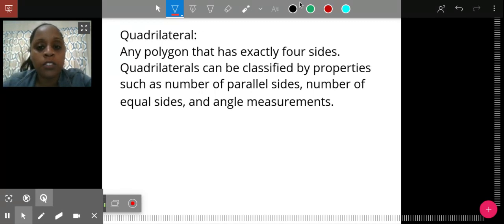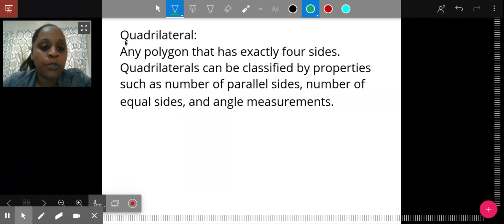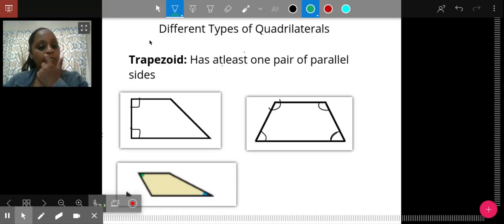In the word quadrilateral is the prefix quad, and the prefix quad means 4. So any polygon that has exactly 4 sides. Quadrilaterals can be classified by properties such as the number of parallel sides, number of equal sides, and their angle measurements. So you can look at a quadrilateral and you could classify them. When we're talking about classifying them, we can group them by their parallel sides, the number of equal sides, and the angle measurements. So we're going to go over the different types of quadrilaterals.